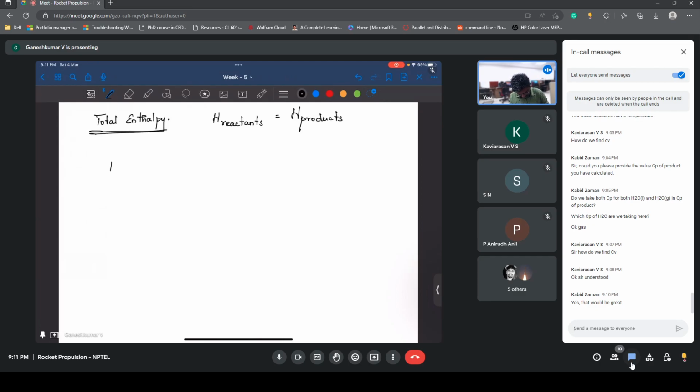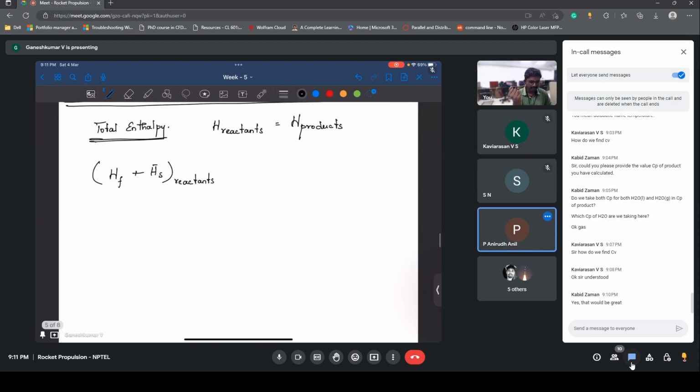And what did I say about total enthalpy? It's nothing but formation enthalpy plus sensible enthalpy of reactants. Could you come again on H reactants equal to H products? Can you repeat? I didn't understand.